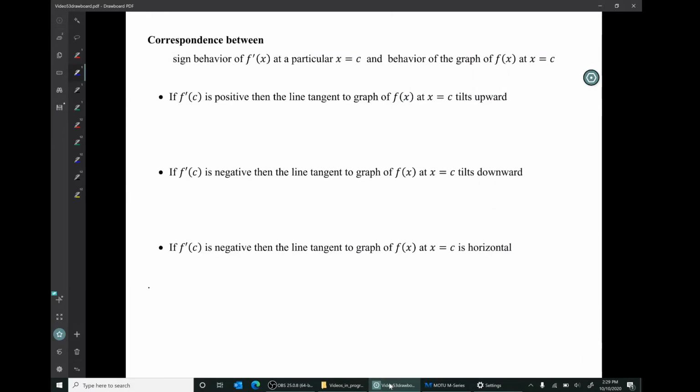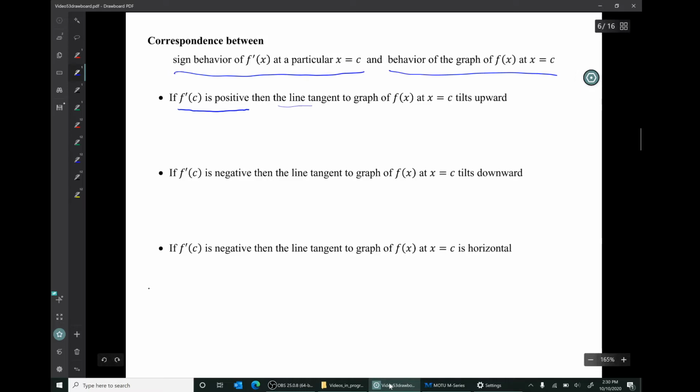Now I want to talk about a correspondence between the sign behavior of a function at a particular x value and behavior of the graph at that x value. The first correspondence is this. If f prime of c is positive, remember f prime of c means the number that's the slope of the tangent line at x equals c. Well, if that number is positive, then the line tangent to the graph of f at x equals c tilts upward. If f prime of c is negative, that means that the line tangent to the graph of f at x equals c tilts downward.